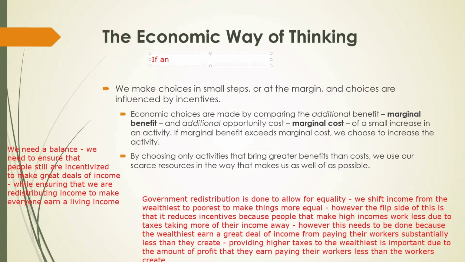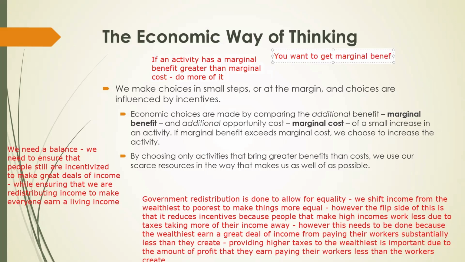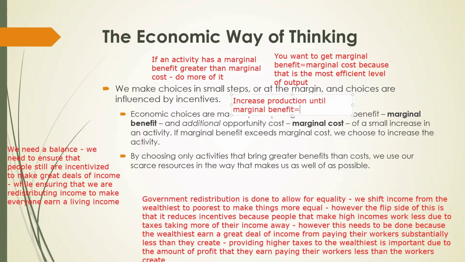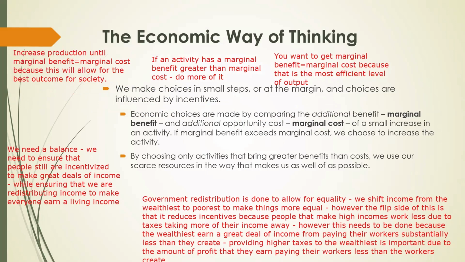So if an activity has a marginal benefit greater than marginal cost, do more of it. And you want to get marginal benefit equal to marginal cost, because that is the most efficient level of output. So you want to increase production until marginal benefit equals marginal cost, because this will allow for the best outcome for society. So that's ideal right here. Yeah. So we'll talk more about that as the course goes on.